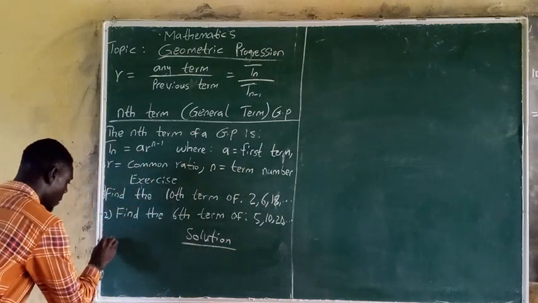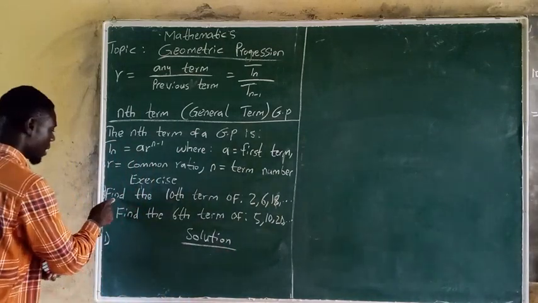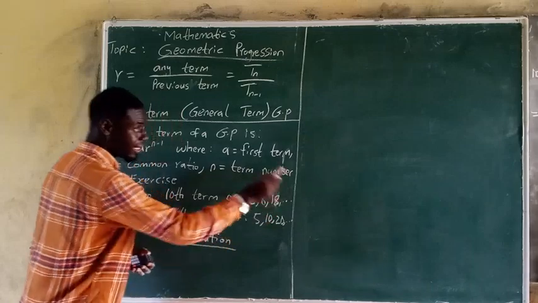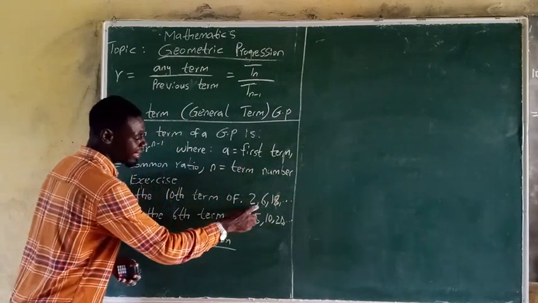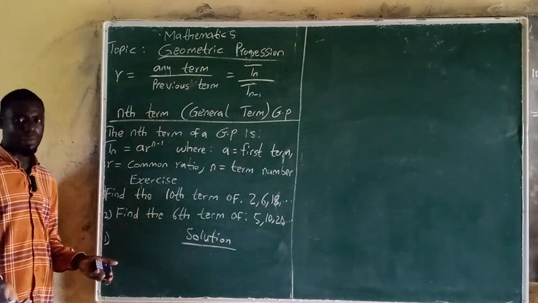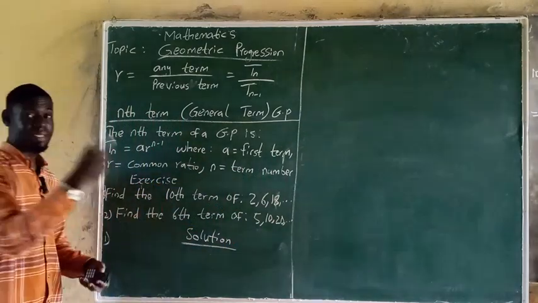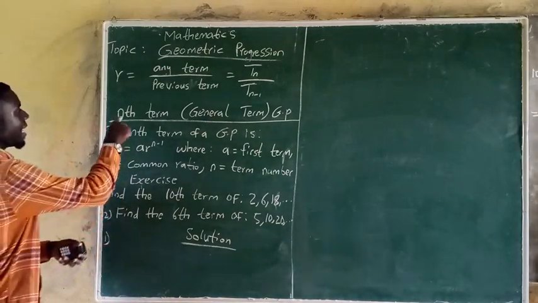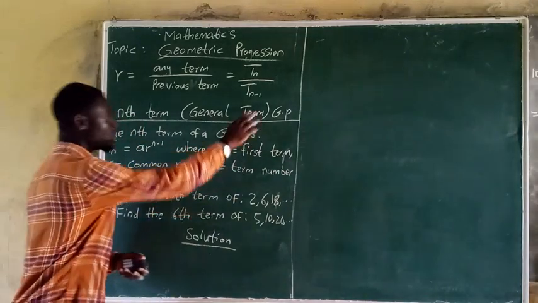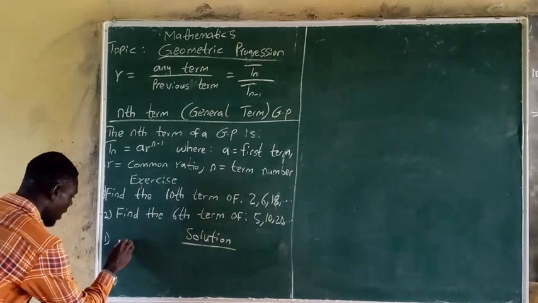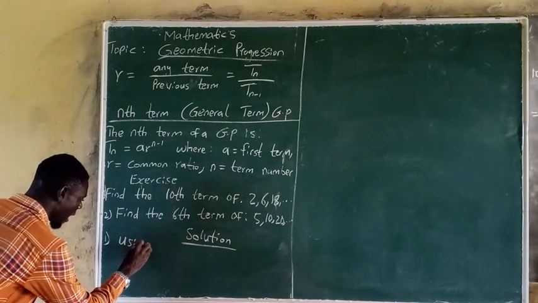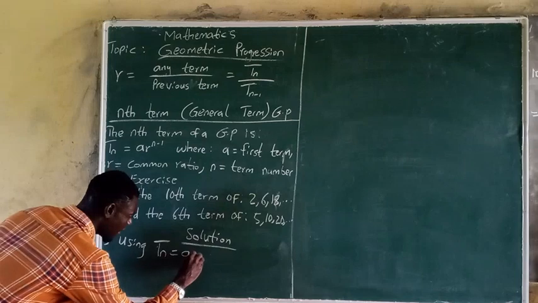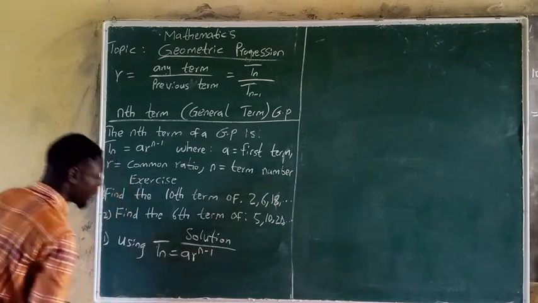Solution. The first one, number 1. They say find the 10th term of 2, 6, and 18. It continues. Only 3 numbers were given to us, but the 10th term we don't know. Since they asked us to find the 10th term, we are going to use this formula, which covers the nth term of a number under GP. We have so many formulas, so using t sub n is equal to a r raised to the power of n minus 1.